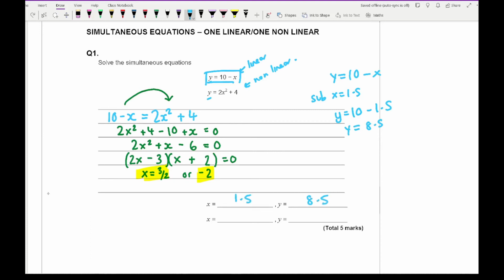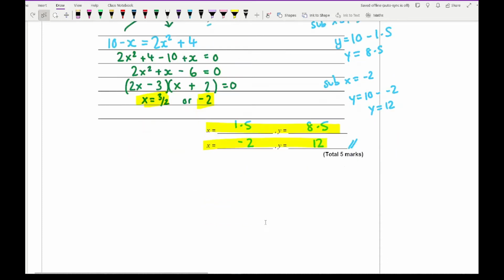The next one is where I substitute x equals minus 2 in. So I've got y equals 10 minus minus 2, so y equals 12. That's my second set. So when x equals minus 2, y equals 12, and there is my final answer. The question has been quite nice in that the answer space reminds me that I'm writing my answers as sets of numbers, not just a mixture of 4 numbers merged together. So there are my 2 sets of answers.